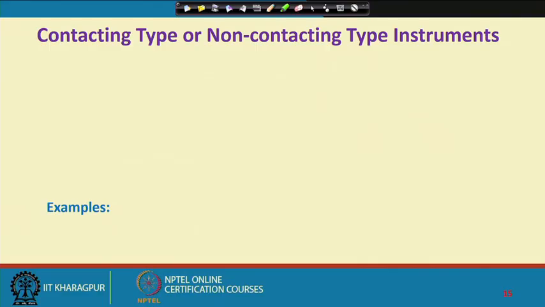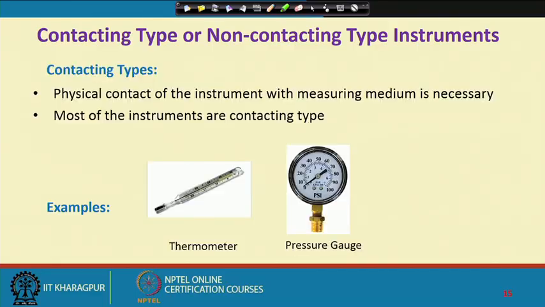Next, we can also classify the instruments on the basis of whether they are contacting type or non-contacting type. As the name suggests, contacting type instruments are those where you have to bring the instrument in direct contact with the medium whose value or quantity you are measuring. So, direct physical contact of the instrument with the measuring medium is necessary for contacting type instruments. Most of the instruments are contacting type. Examples are a thermometer and a pressure gauge, and there are several other examples we will see as we move along.